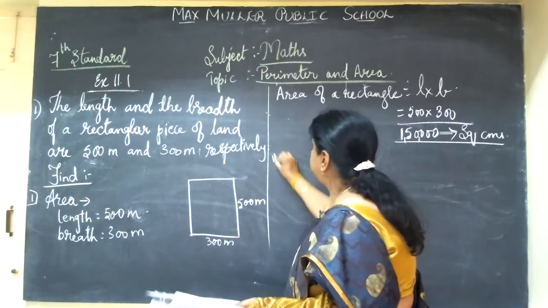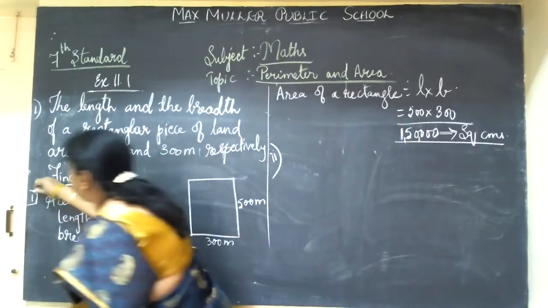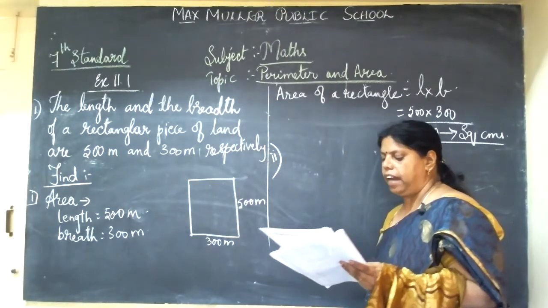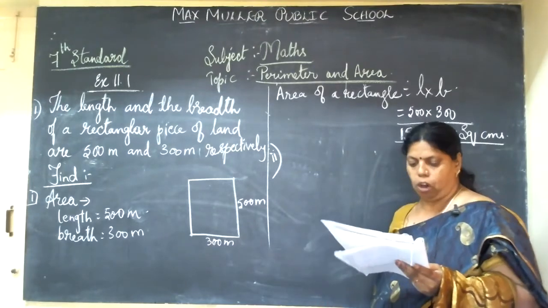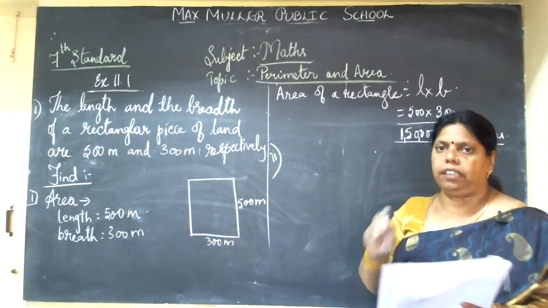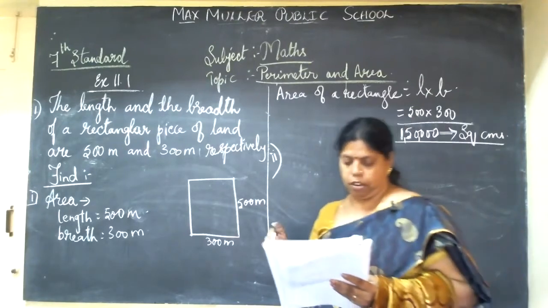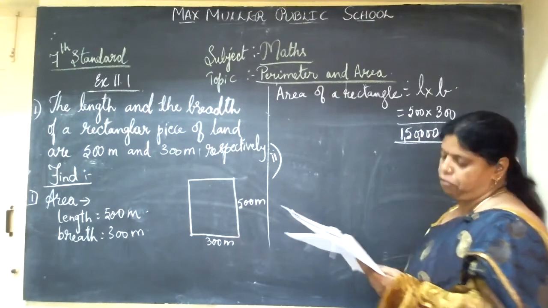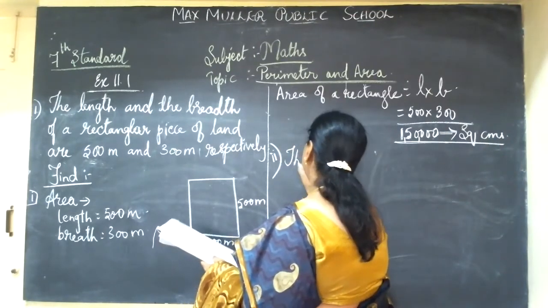Now, the second part. This is the first question, there is a sub question. This is the second sub question. The cost of the land, if 1 meter square of the land costs 10,000. What is the cost of this much, 1,50,000? So I'll write the question.